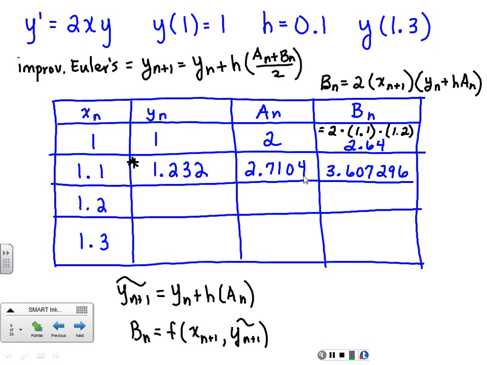So let's see what I got here. 2.7104 plus 3.607296 equals, divided by 2 equals, times the step size, so times 0.1 equals, and then add my previous y sub n to it, so plus 1.232 equals. Anybody got an answer for that one?